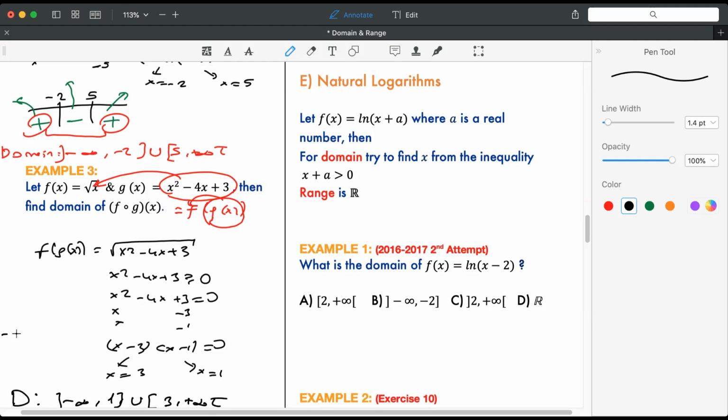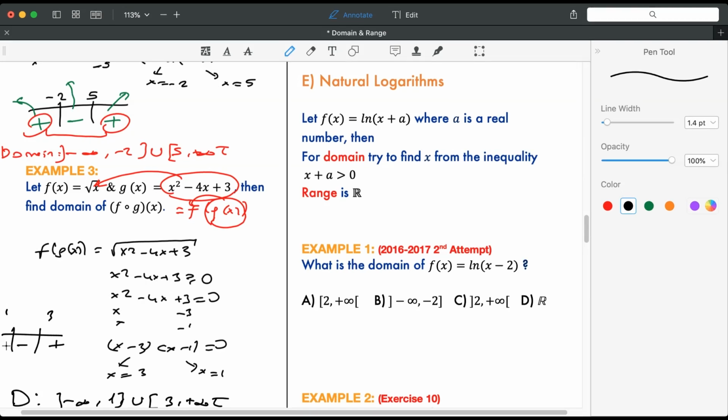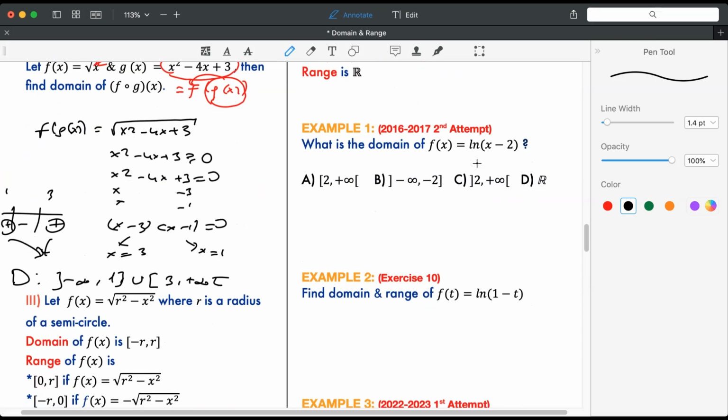Or make a sign chart, make this table, make the sign chart, and pick the positive regions. When you combine them, you get this domain. All right. That was the second part of this rule, radicand.